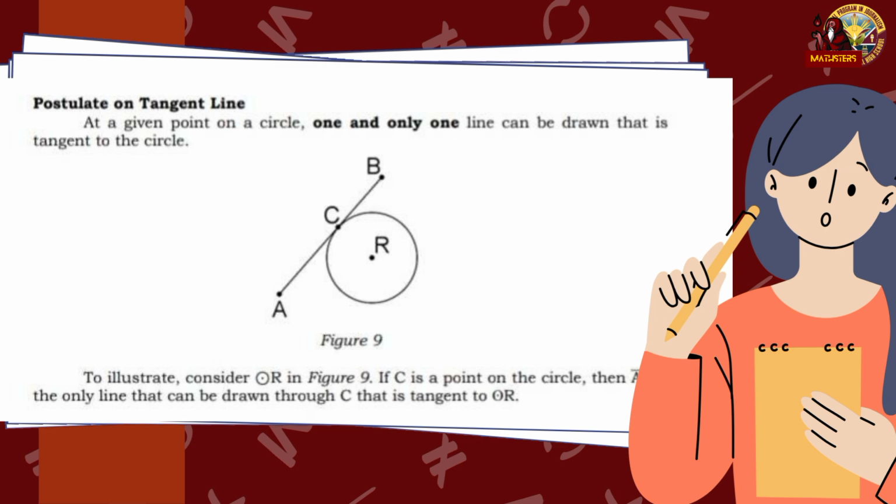Postulate on tangent line. At a given point on a circle, one and only one line can be drawn that is tangent to the circle. To illustrate, consider the circle R in figure 9. If C is a point on the circle, then the line AB is the only one line that can be drawn through C that is tangent to circle R.